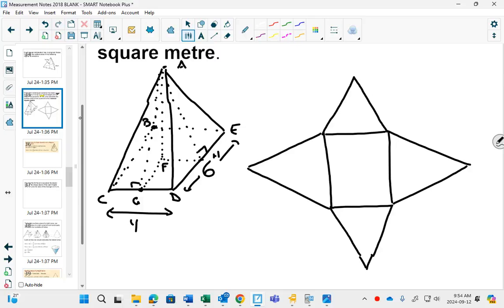Now, what do I know about this? I know this length is 4, right? Because that's here. And this length is 6. Are you okay if I then write, and I'm going to write all of my areas in purple. The area of that rectangle is 24. If we want to find the surface area, we have to find the areas of all of these shapes. So I've got the rectangle, that was the easiest. Now I have 4 triangles.